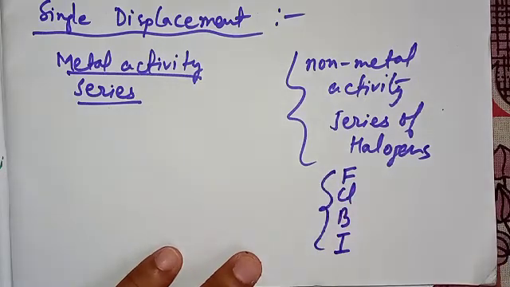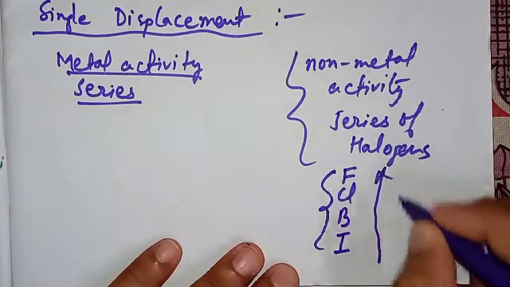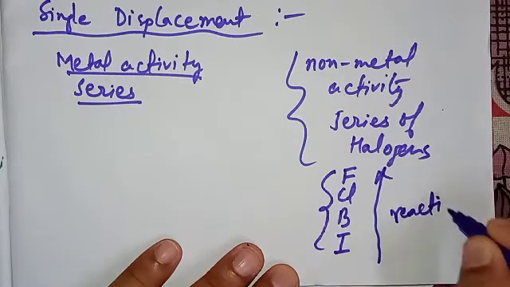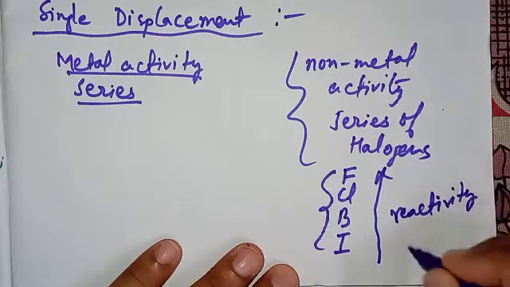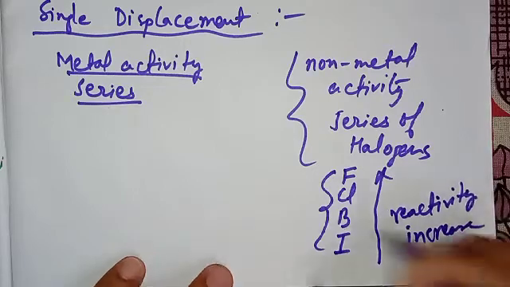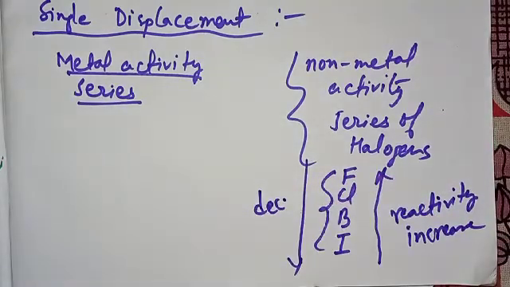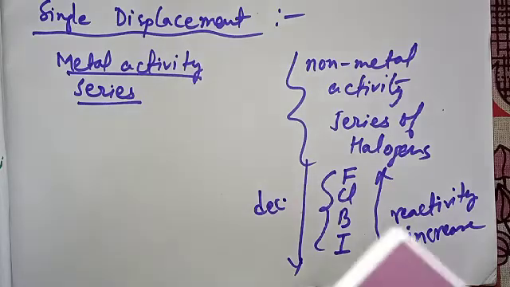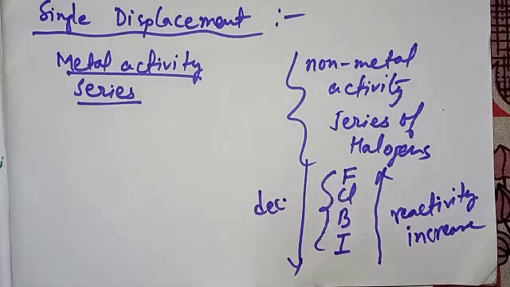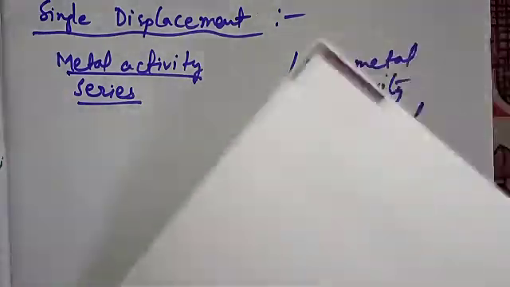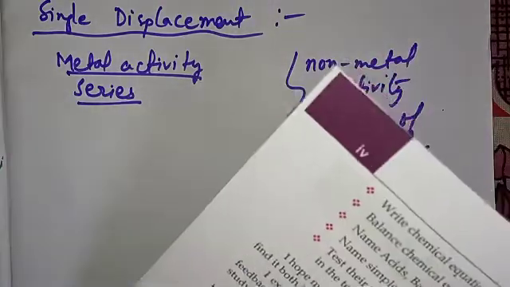Okay, this is the metal activity series. As we go up, reactivity increases. As we go down, it decreases. Yes, it decreases. You have studied the metal activity series in class 8. Let me show you that. You have that in the electrolysis chapter as well. So the same rule is followed in that activity series as well.